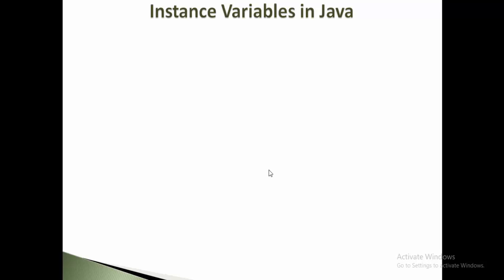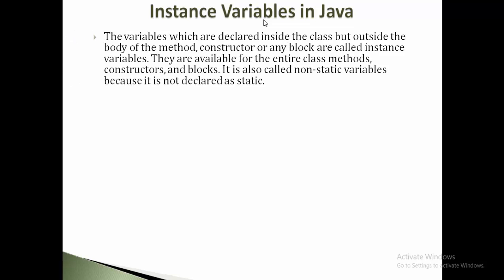So once we declare the instance variables inside the class, they can be used within a method, within constructors, or in any other blocks. That's why these are called instance variables. But when we declare local variables, the availability of those variables is restricted to a particular method, constructor or block. But instance variables can be accessed anywhere within that class. So this is the difference between local variables and instance variables.